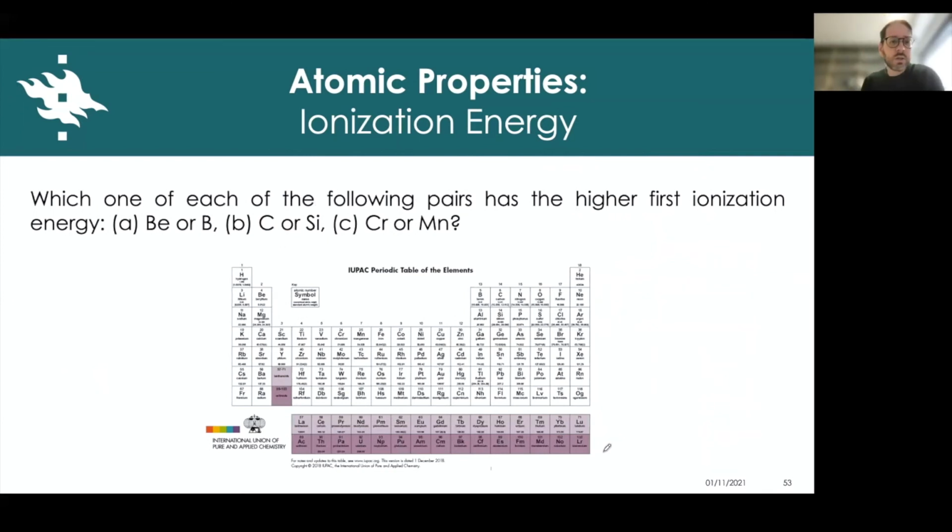All right, so another exercise, very easy. Which one of the following pairs has the higher first ionization energy? First, beryllium and boron. We already discussed this, right? So the higher first ionization energy is beryllium.